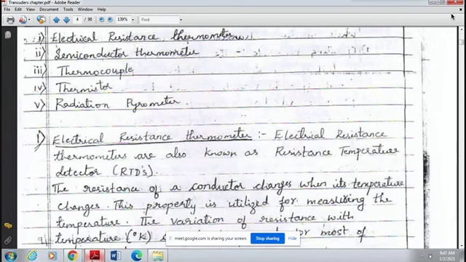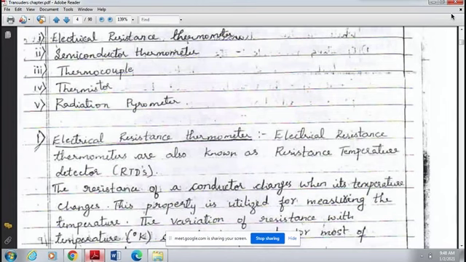So the resistance of the conductor changes. In the case of this resistance temperature detector, the resistance of the conductor changes whenever its temperature changes. That is the reason why it's called a resistance temperature detector. Whenever the resistance of the conductor changes, the temperature varies, so due to the change in resistance, it detects the temperature. The temperature change is completely dependent on the resistance change of the conductor. So this property is used for measuring the temperature in a resistance temperature detector.